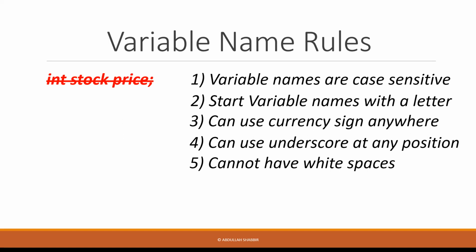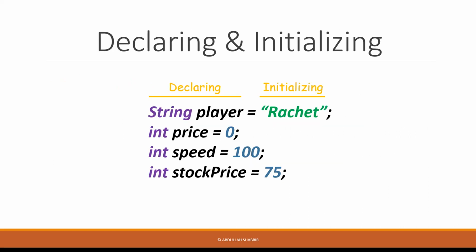Another thing you can do while declaring a variable is initializing it in the same statement. Something like this, where we have the String player variable being declared here. I can actually assign it a value straight away. So in this one statement, I'm declaring the variable player and I'm also initializing it to the string Ratchet. Same goes for integers, where I can declare an integer price and initialize it to 0, or another integer speed and initialize it to 100 or so on.